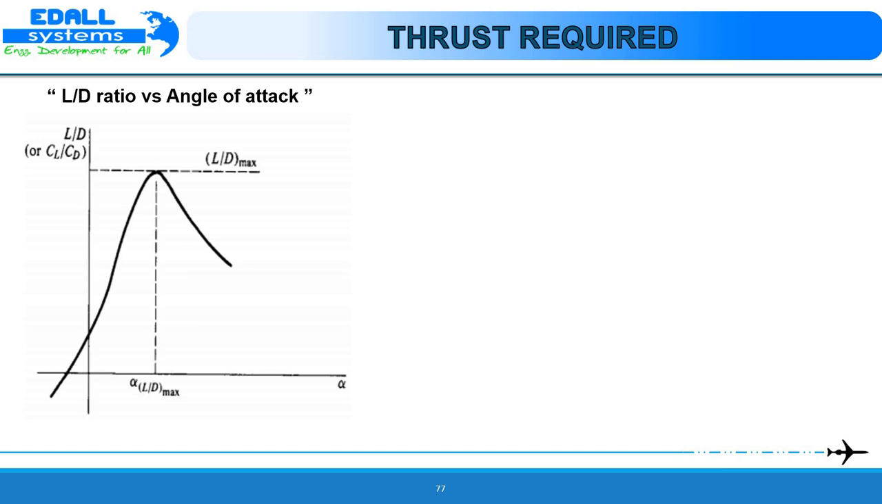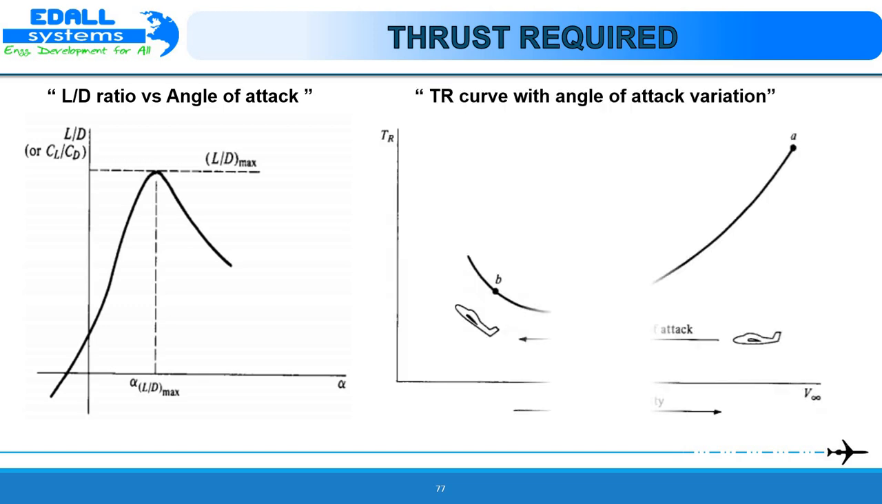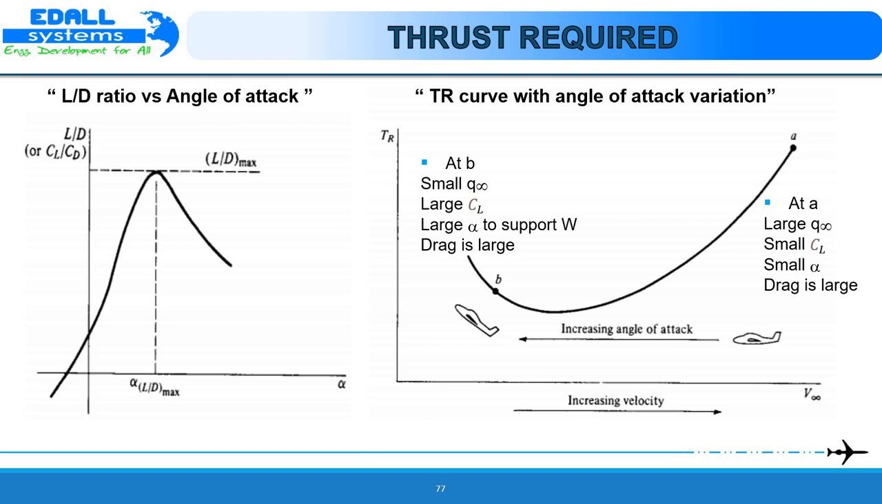L by D is a function of angle of attack, which is shown here. Hence, when an aeroplane is flying at the velocity for minimum thrust required, it is simultaneously flying at the angle of attack for maximum L by D. Different points on the thrust required curve correspond to different angles of attack, which is shown in this graph. As we move from right to left on the thrust required curve, the aeroplane angle of attack increases.